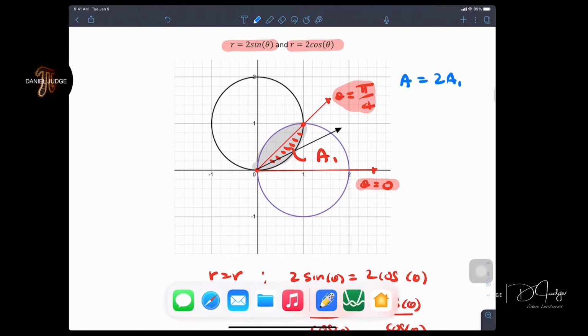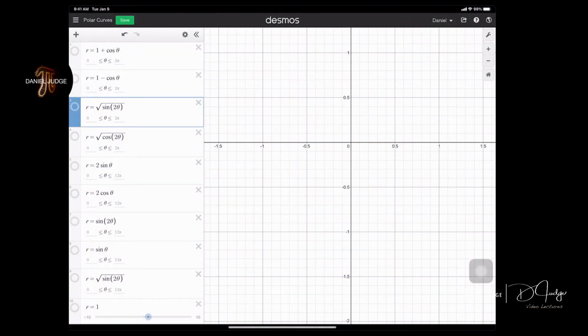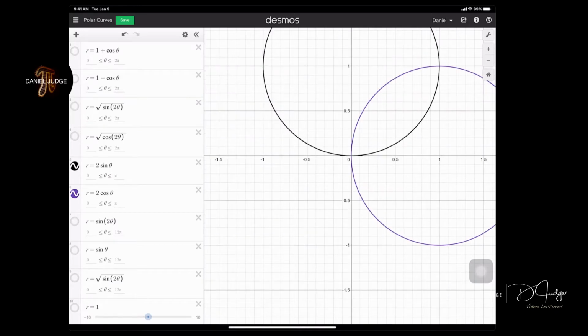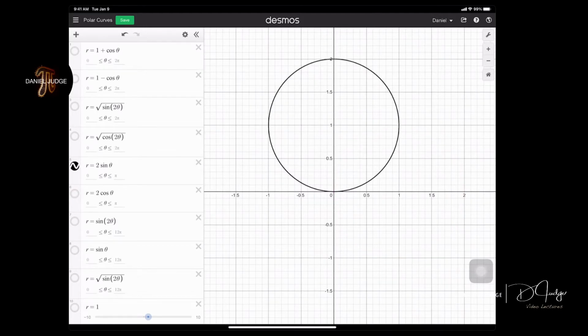Now, remember what we did. We know all these curves already in Desmos. This is where we got that picture. So the black curve is actually 2 sine theta. So this is where we got the pair. So it's 2 sine theta.